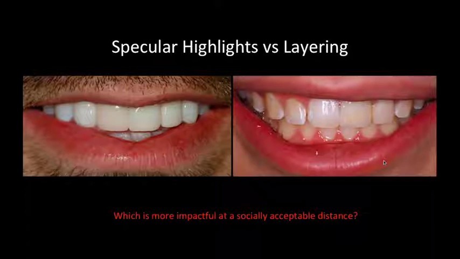And so the question is, at a social distance, which one is more impactful? I think at a social distance, what the patients will really see are the little sparks of the sparkly teeth, much more than the layers or the polychromaticity of the tooth. What they'll see is whether or not the restorations blend with the rest of the dentition, so whether or not the value is similar or close to the other teeth.